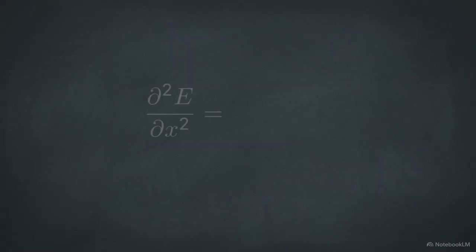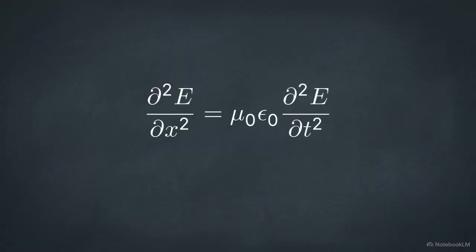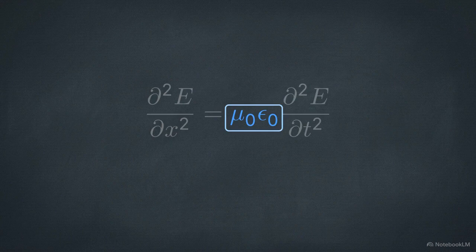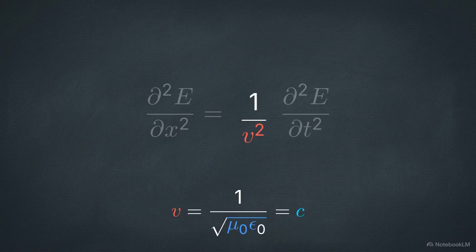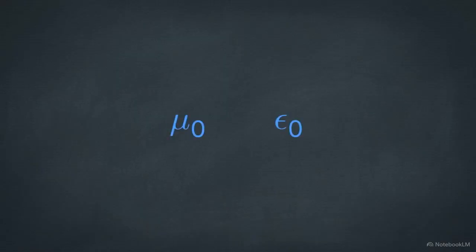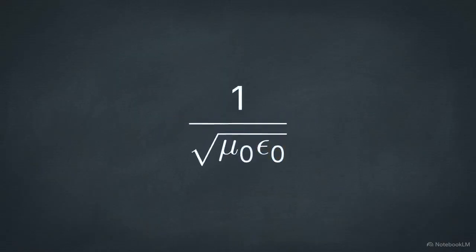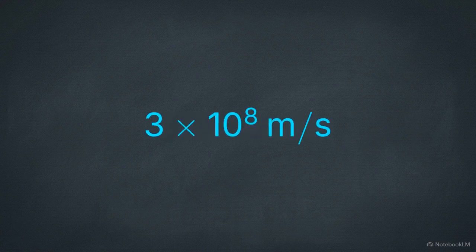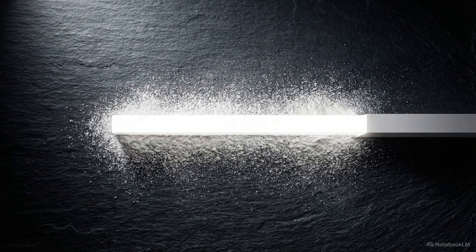Within the wave equation, a single coefficient sits before the second-order time derivative, mu naught times epsilon naught. In wave mechanics, this coefficient defines the inverse square of the wave's velocity. Epsilon naught represents vacuum permittivity, or the resistance to electric fields, while mu naught represents vacuum permeability, the resistance to magnetic fields. Evaluating the inverse of the square root of their product results in exactly 3 × 10⁸ meters per second. The speed of light is a constant derived from the electromagnetic resistance of the vacuum.